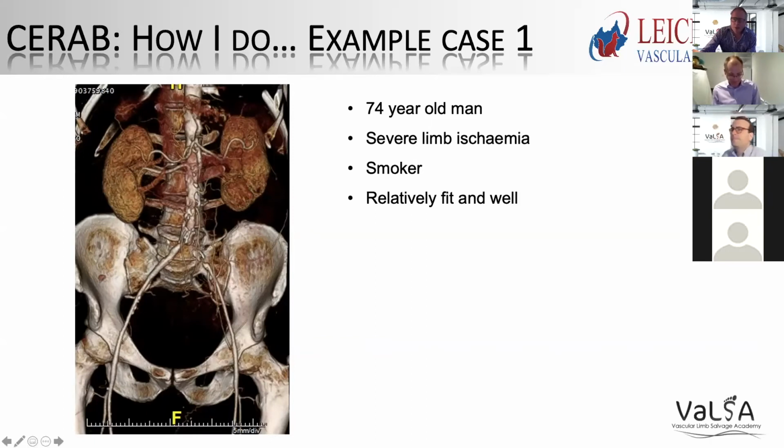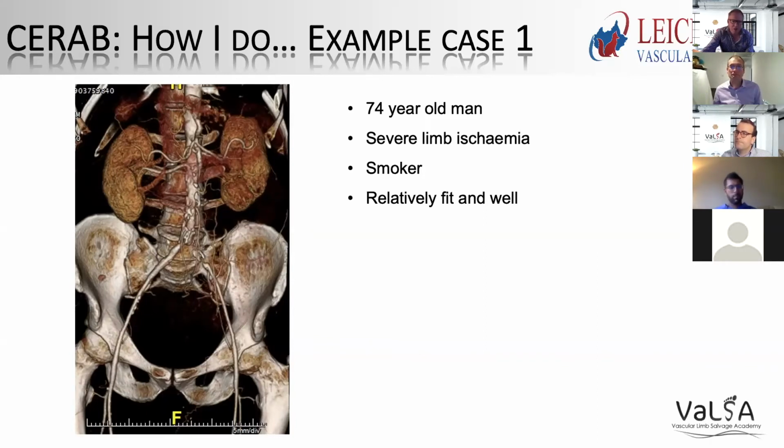So if we just look at, I'm not going to take you through step by step in these example cases because Harj and Martin are going to do that. So what I'm going to try and do is just give you some examples of what looks feasible and what doesn't look feasible and perhaps ways in which I would approach it. So in this case, you've got somebody who's got aorto-iliac disease. It looks quite calcified. Looking at that, I think that's perfectly feasible for doing a CERAB without too much difficulty.